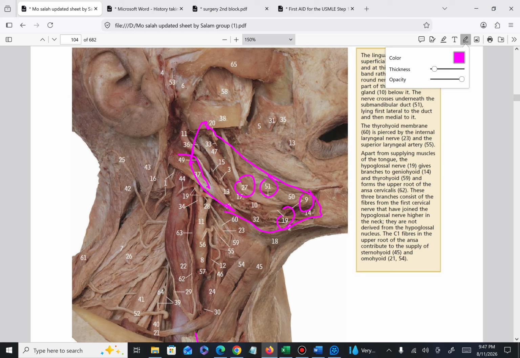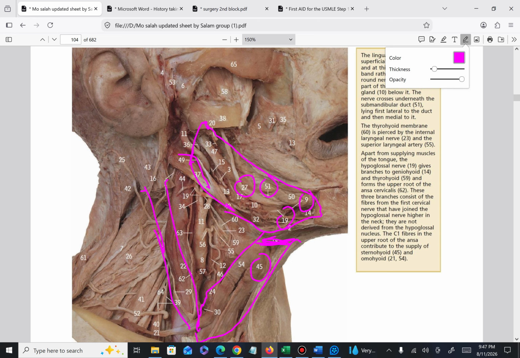While the muscular triangle contains the infrahyoid strap muscles. This is the hyoid bone, so below it is the muscular triangle, and the muscular triangle contains the infrahyoid strap muscles.